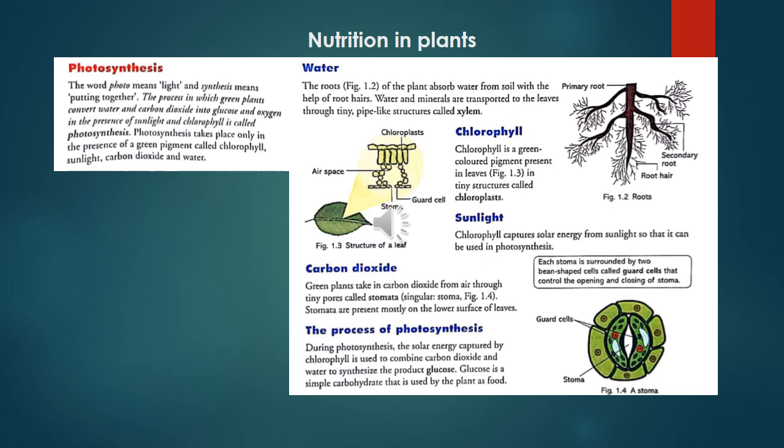Now the second raw material required for photosynthesis is chlorophyll. Chlorophyll is a green color pigment, we know, and it is present in leaves in a tiny structure called chloroplast. Chloroplast is a plastid which is present in the plant cell. But this chloroplast is not present in animals.